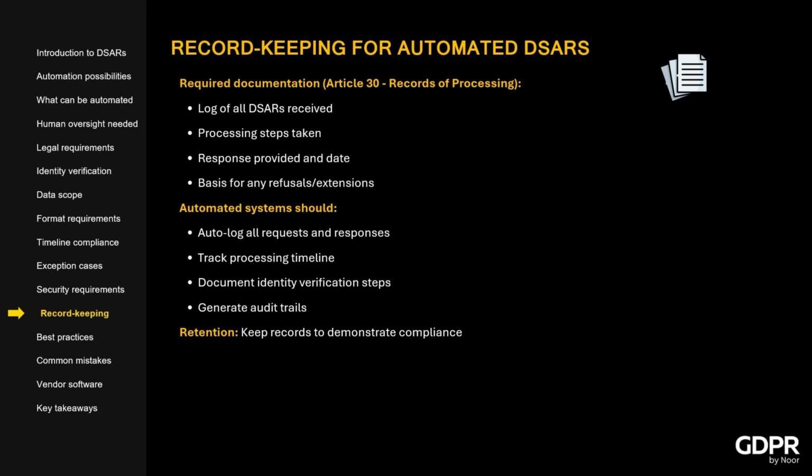Automation makes this easier because it can log every step automatically, creating a complete audit trail, something manual processes often miss. Retention is not fixed by GDPR, but you should keep DSAR records long enough to prove compliance during an audit, typically for several years. Good documentation ensures you can show exactly what you did, when you did it, and why.